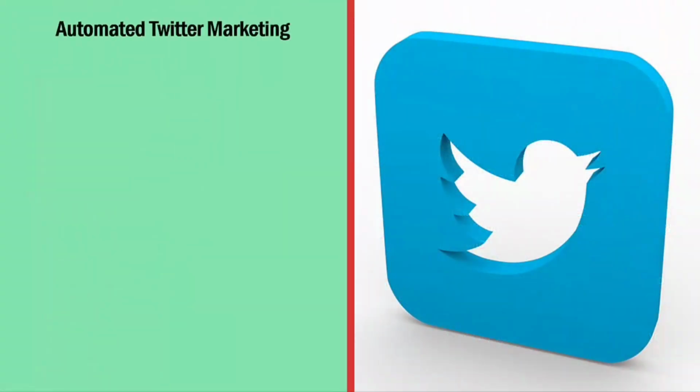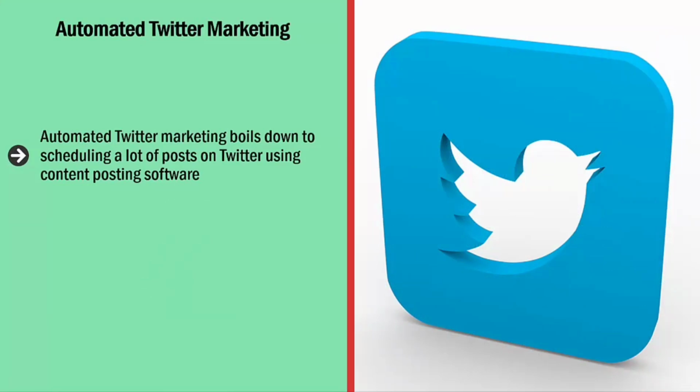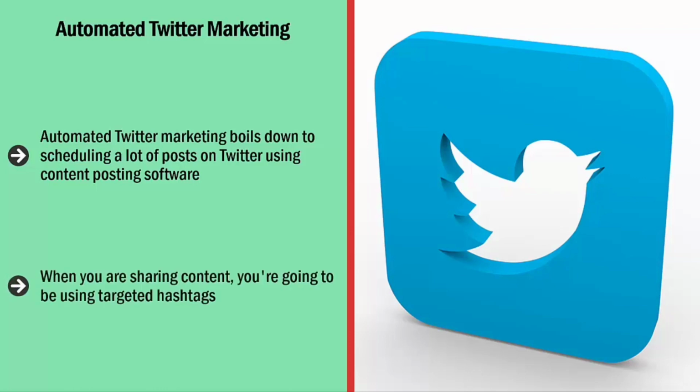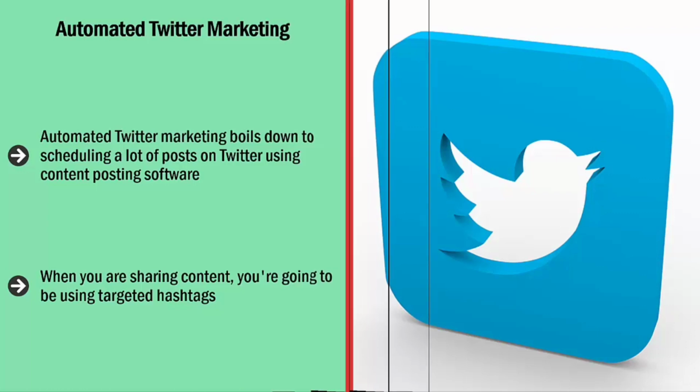Automated Twitter marketing. Automated Twitter marketing boils down to scheduling a lot of posts on Twitter using content posting software. At the same time, you're going to be tracking competitors' accounts and following people who follow them. The key here is to follow people who are truly interested in your niche. When you are sharing content, you're going to be using targeted hashtags. These are hashtags that are directly related to your niche.